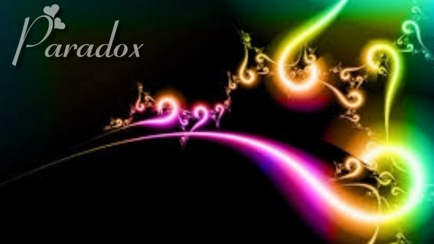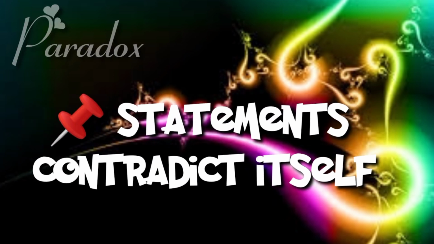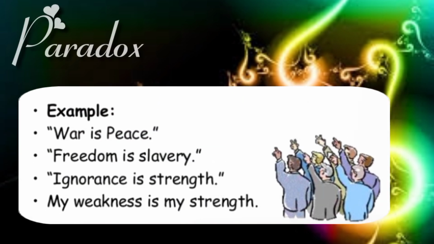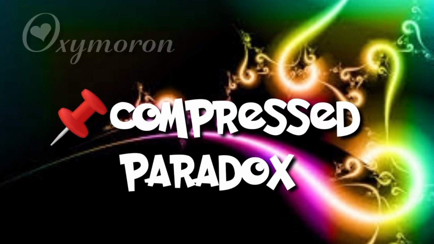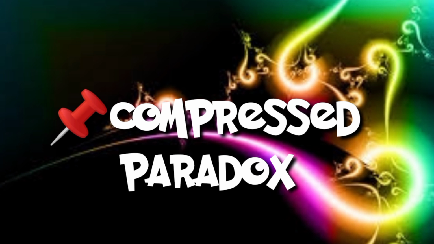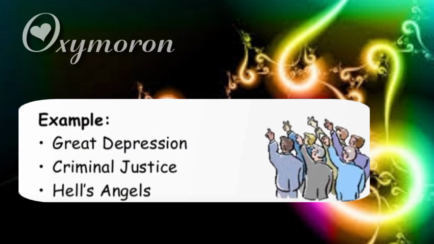Next we have paradox, in which a statement appears to contradict itself. Example. Next we have oxymoron. Contradictory terms appear side by side, known as compressed paradox. For example, we have next synecdoche.